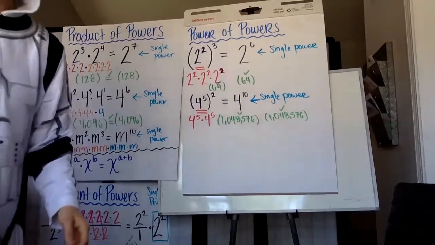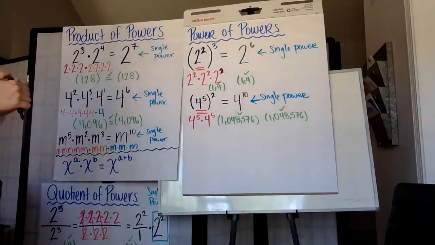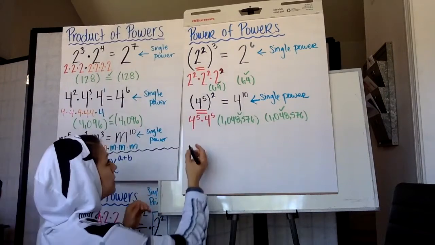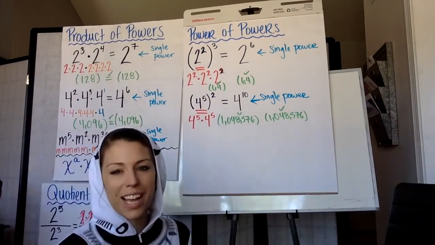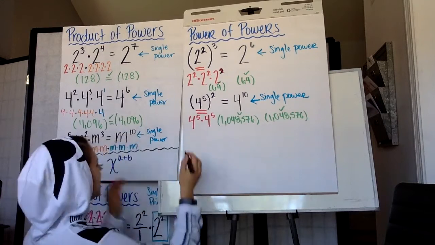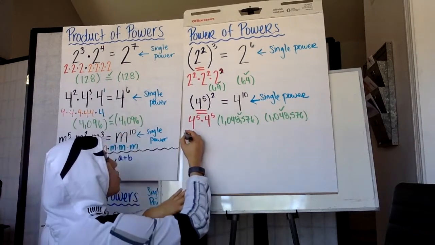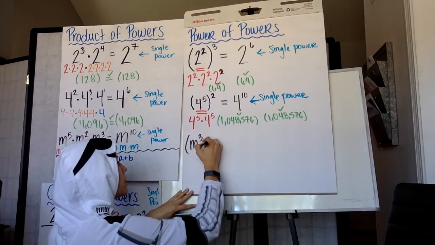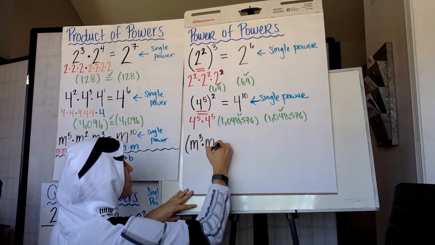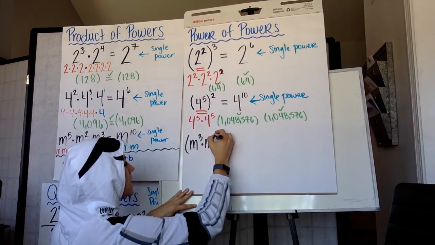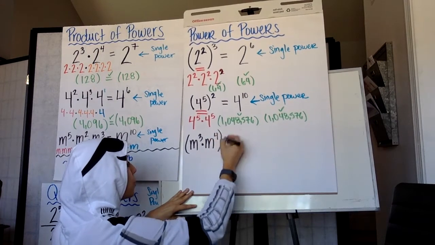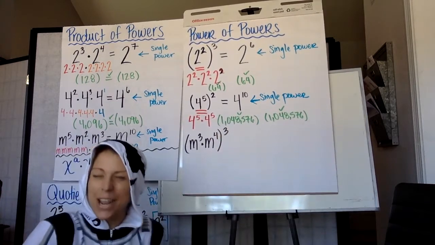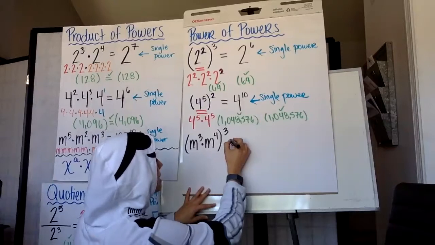All right, keeping with what we were doing before, let's try one this time with variables. So let's say I have, should I? Yeah, I'm going to. I just had an inner monologue in my head. What if I have m to the 3rd power times m to the 4th power, raised to the 3rd power? What? I know, she's going crazy.